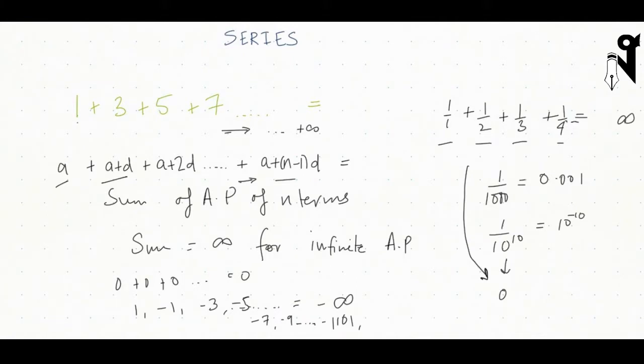Alright. Also, the general term of this series, let's say the nth term, you can see it's 1 by, as the terms are going 1 by 1, 1 by 2, 1 by 3, 1 by 4. So the nth term is nothing but 1 by n. This is the nth term.